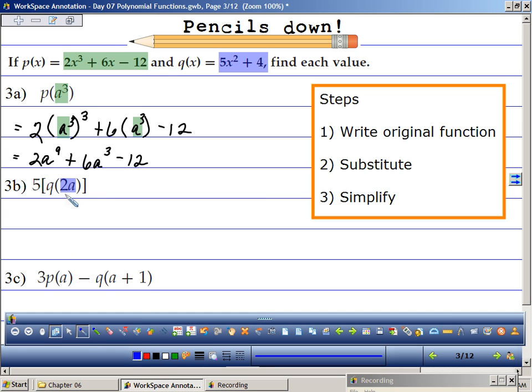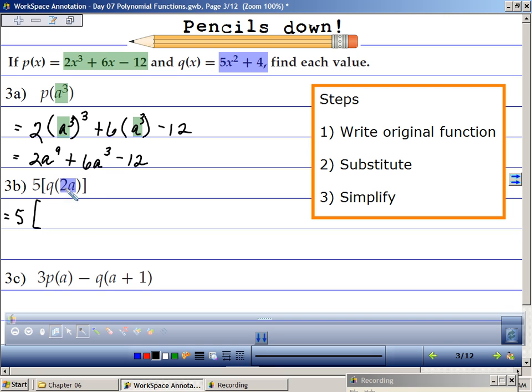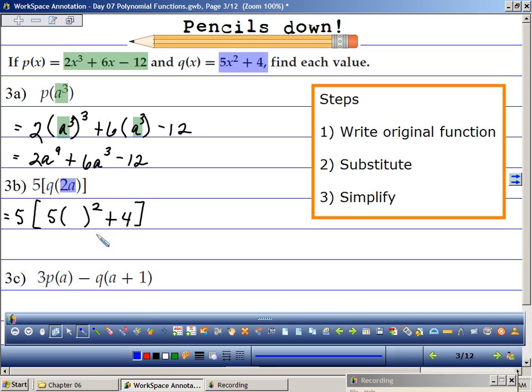All right, so with this one, I'm going to draw my shell first. So I have 5 times a huge quantity. The quantity inside of there is going to be 5x squared plus 4. What goes in for x squared? 2a. I'm going to put a 2a in here. Continue. I don't really want to deal with the 5 yet. I just want to evaluate what's inside of here.